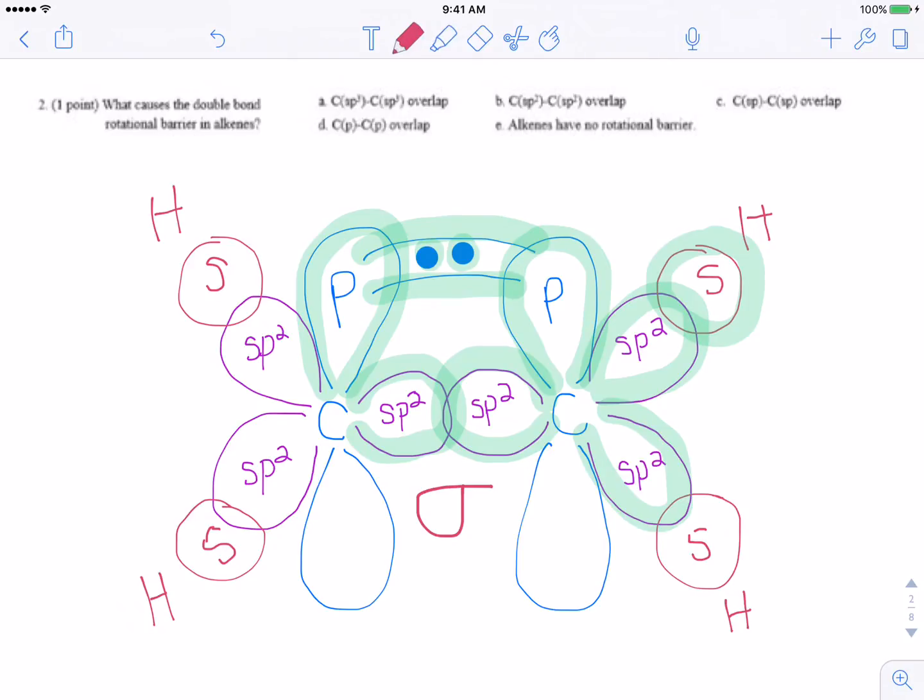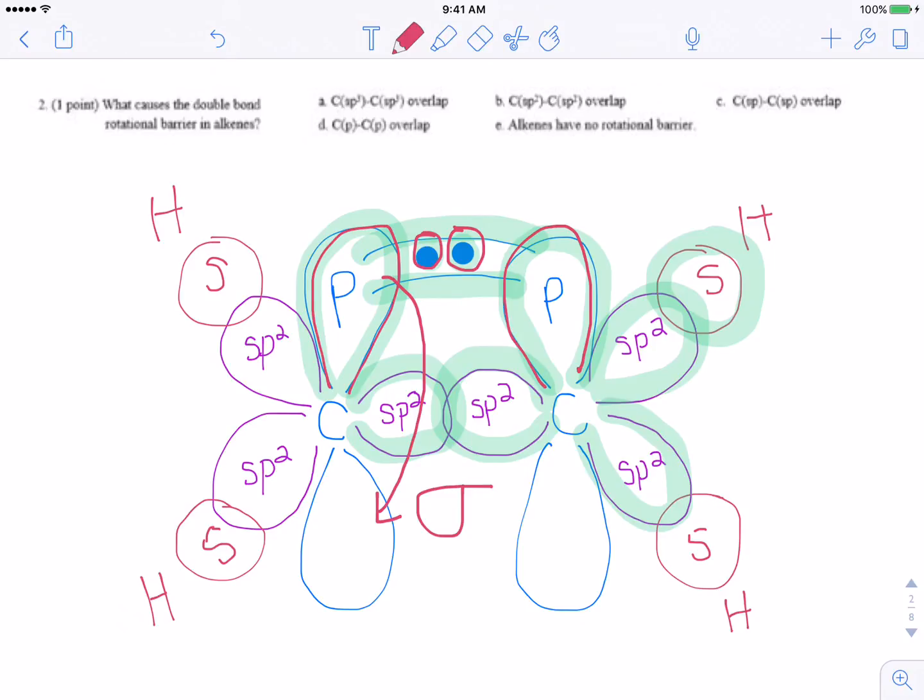What the electrons do in this case is they prevent the p orbital from rotating around the carbon, or rotating around the center in this case. So the 2 electrons are so attached to each other that they prevent these p unhybridized orbitals from rotating. That overlap causes the rotational barrier in the alkene molecule that we see here.